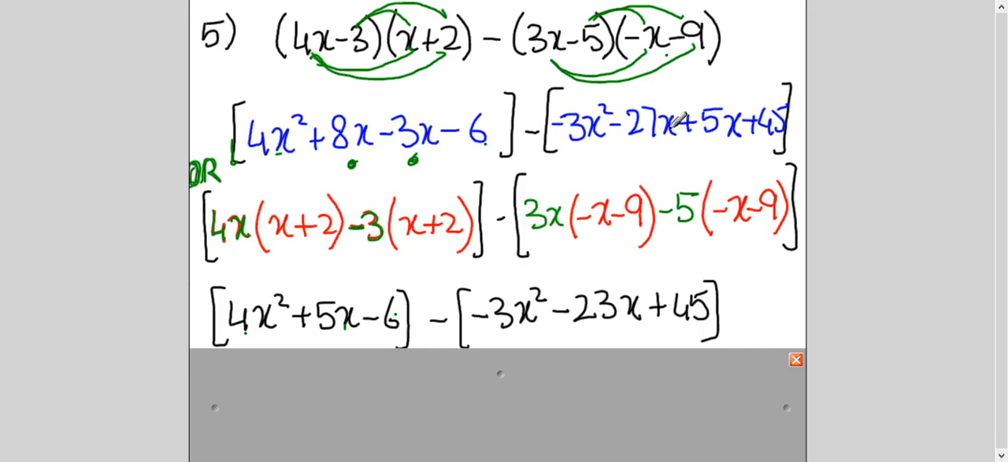Similarly, in this expansion, if I see these are like terms, minus 27x plus 5x. So minus 27 plus 5 is minus 23. The other two terms I'm writing as it is.